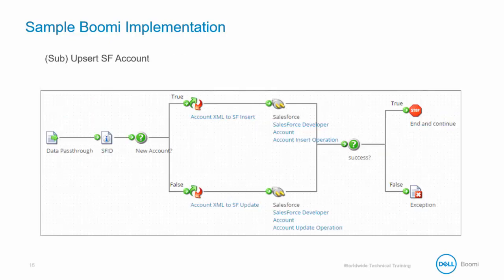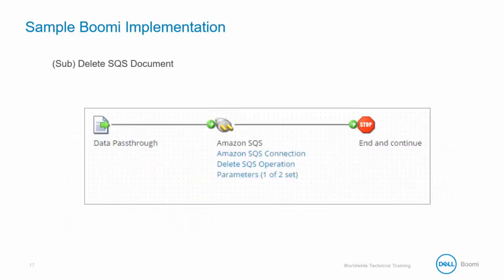We won't go through this in detail, but this process will differ based upon your own implementation. But the records are written into Salesforce and a decision shape checks to see if they were successful. Nothing is returned to the master process. The second branch of the master process sends successful documents to this subprocess, which deletes the records from the queue and then stops.